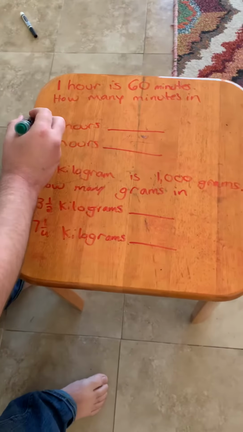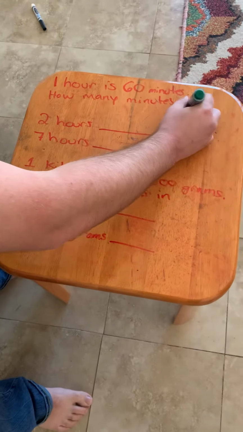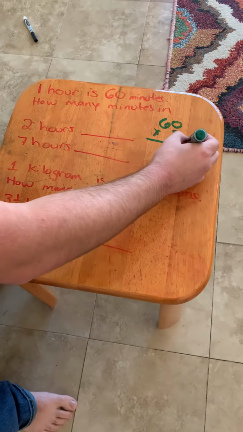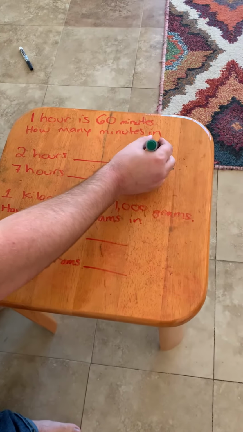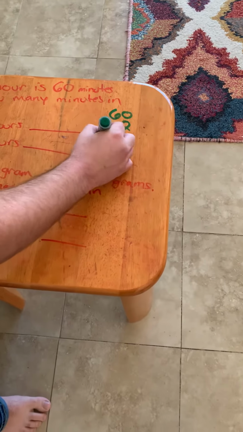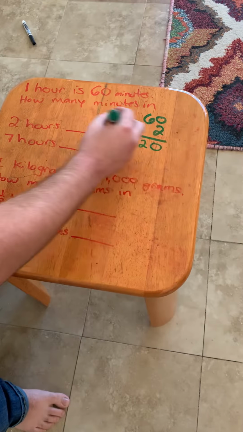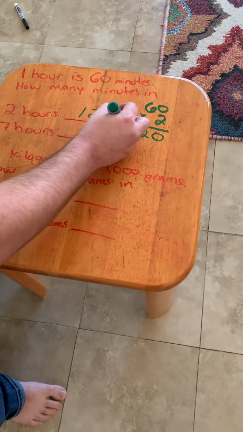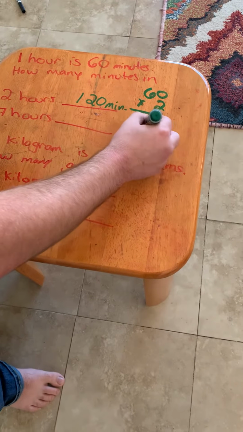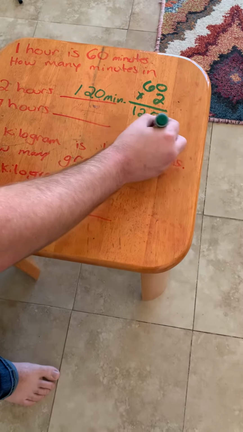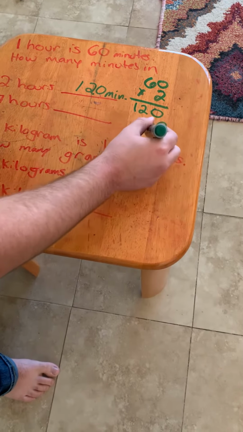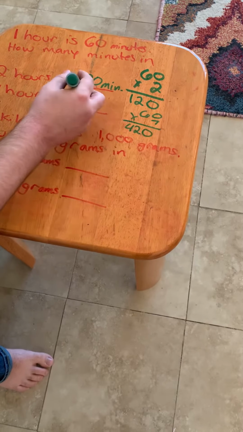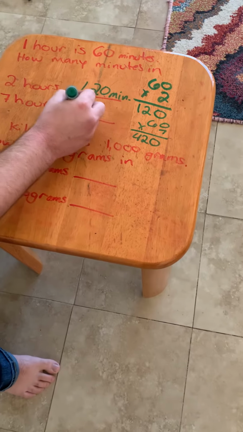All right, first, 2 hours. If I take 60 times 2, we can do 6 times 2 is 12, and then add the 0. We get 120 minutes. Can do the same thing for 7. 60 times 7, it'd be 42 for 6 times 7, add a 0. And we get 420 minutes.